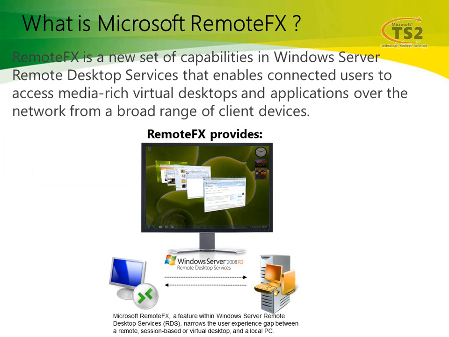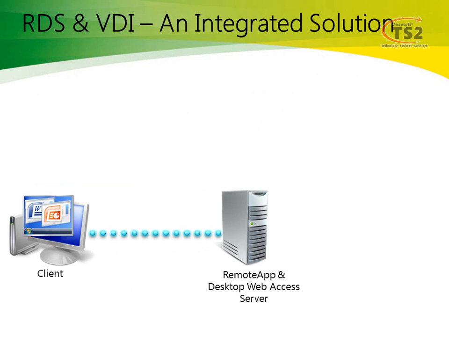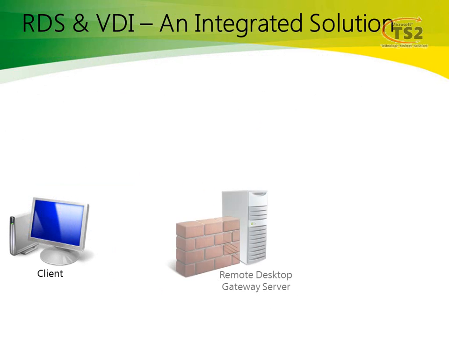As we think about remote desktop services and connectivity, we also have to think about how our users connect to that resource. So we have the remote app and desktop web access server, so users within our environment have an easy way to connect to this resource. But if our users are external to our environment, we need to provide secure access for them as well. And we can do that with certificate-based authentication and the remote desktop gateway server.